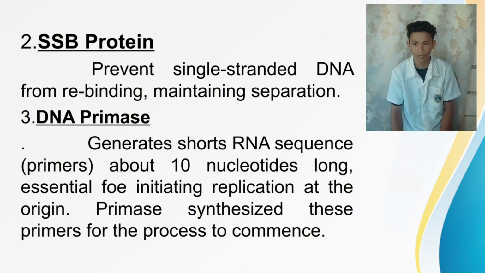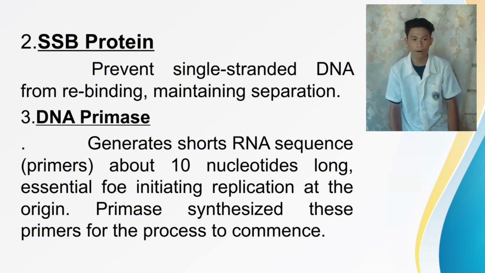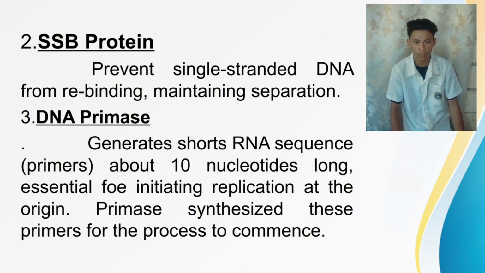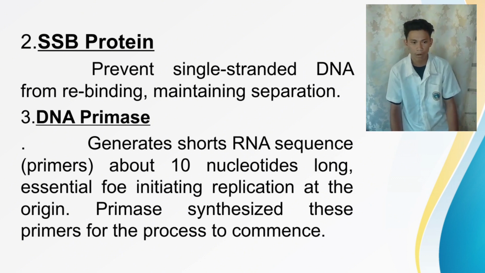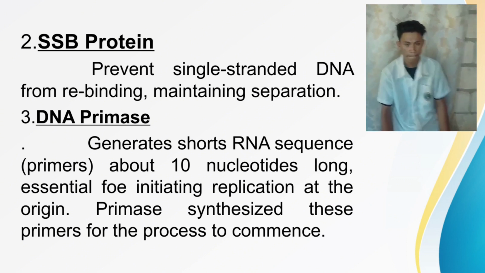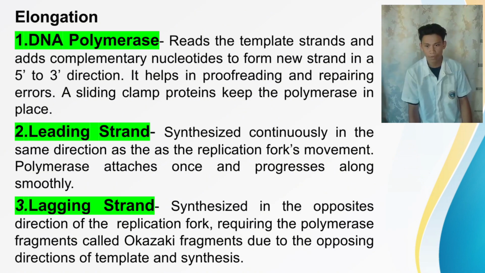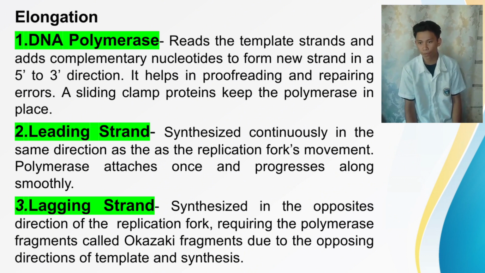Primase generates a short RNA primer, about 10 nucleotides long, initiating replication at the origin. DNA polymerase then synthesizes the new strand. DNA polymerase reads the template strand and adds complementary nucleotides to the new strand in the 5 to 3 direction. It is helpful in proofreading to prevent errors.